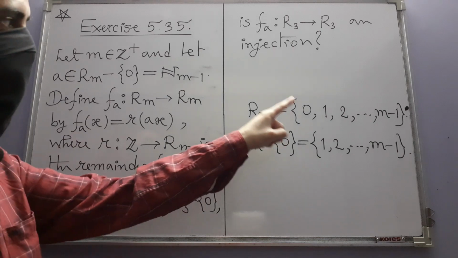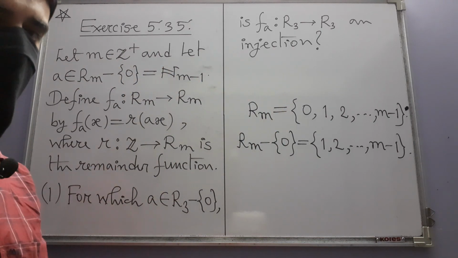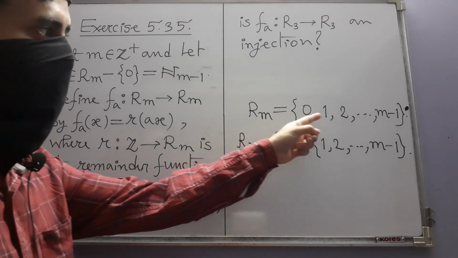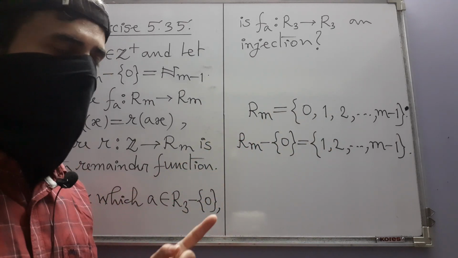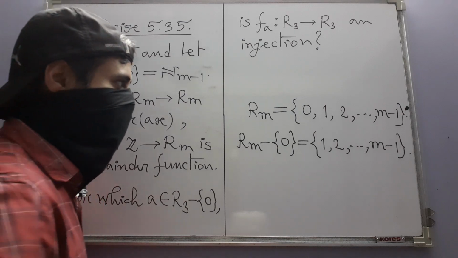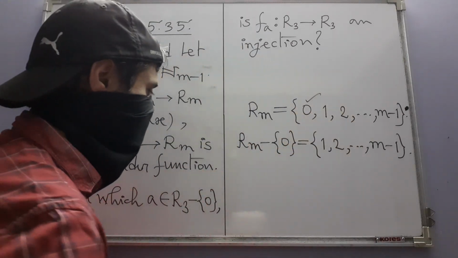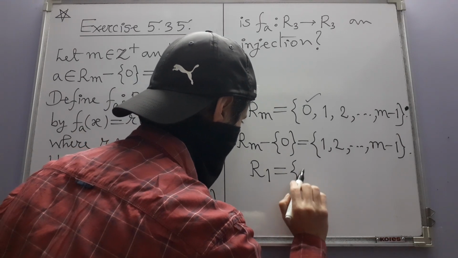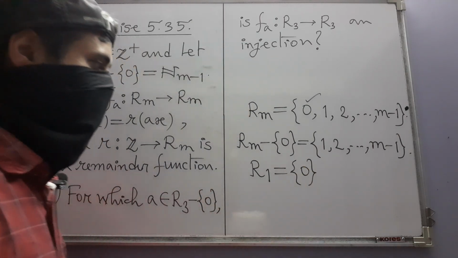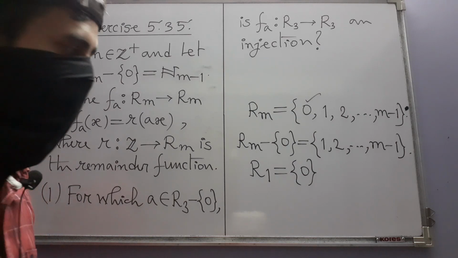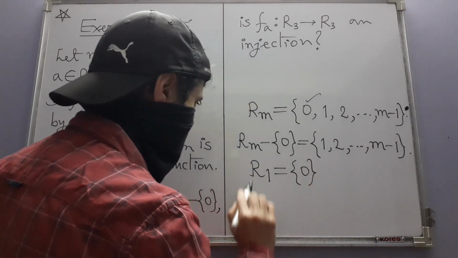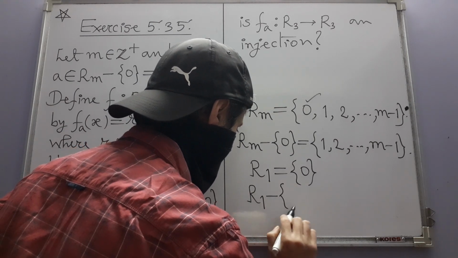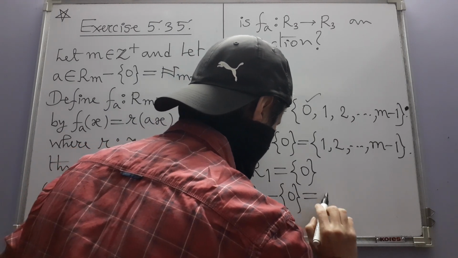Note that m can also be 1, that is also possible. Then this set consists of what? Only one element, which is 0. In other words, R1 is the singleton set consisting of the integer 0. And in this case, this difference set is empty.